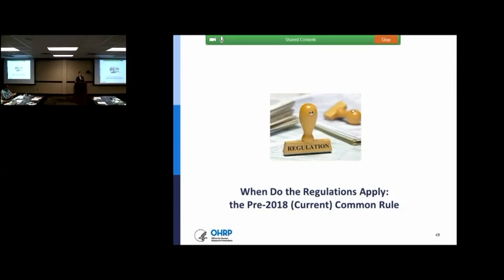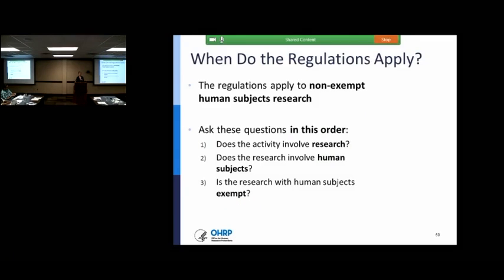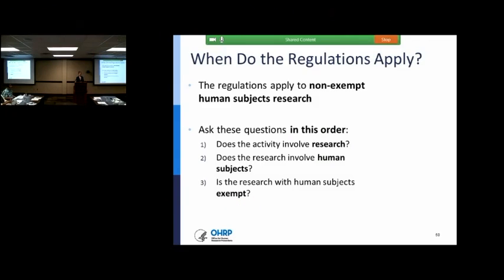So we're going to start by stepping through this process of determining when the regulations apply. And first we're going to use the pre-2018 or current common rule. So the regulations apply to any non-exempt human subjects research sponsored by HHS. And in order to figure out whether the research that you're considering is non-exempt human subjects research, you need to ask these three questions in this order. And you'll see the order is very important. So does the activity involve research? Does the research involve human subjects? And is the research with human subjects exempt from the regulations?